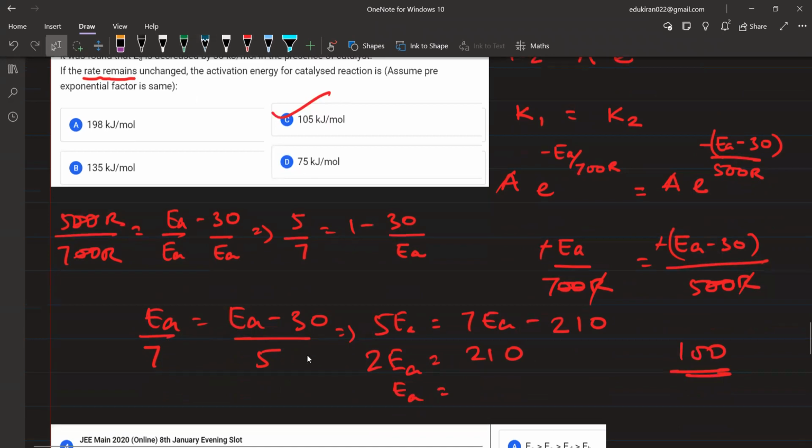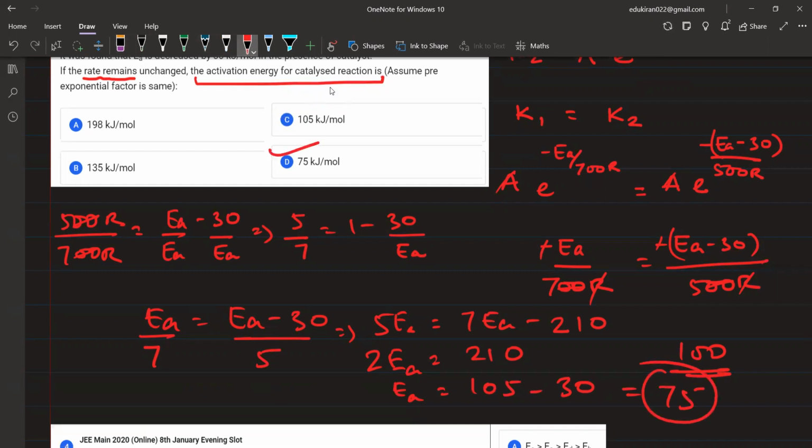Oh, wait a second. This is the activation energy, no? They are asking the activation energy for the catalyzed reaction. So you have to do 105 minus 30, because with the catalyst it decreased by 30. So this will be 75. So C will not be the answer, it will be 75, right?